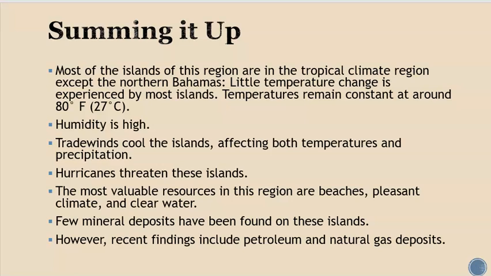Most of the islands in this region are tropical, except northern Bahamas. Little temperature change is experienced by most islands, and the temperatures usually remain constant at around 80 degrees. Humidity is high, and the trade winds cool the island, so those cool island breezes are what cause it to be about 80 degrees, even though they're very close to the equator.